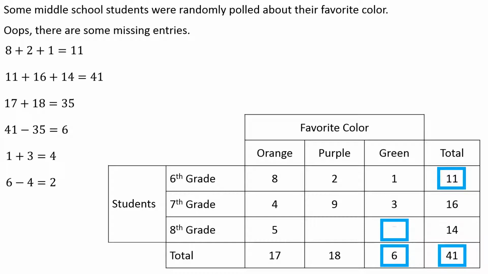It had to be 2, right? 1 plus 3 is 4. 2 more makes 6. Now that's not the only way I could have gotten there, right? I also could have started by figuring out how many 8th graders picked purple. And then if I know how many 8th graders picked purple, I could have then figured out how many 8th graders picked green. So there's also more than one way of filling in these blanks.